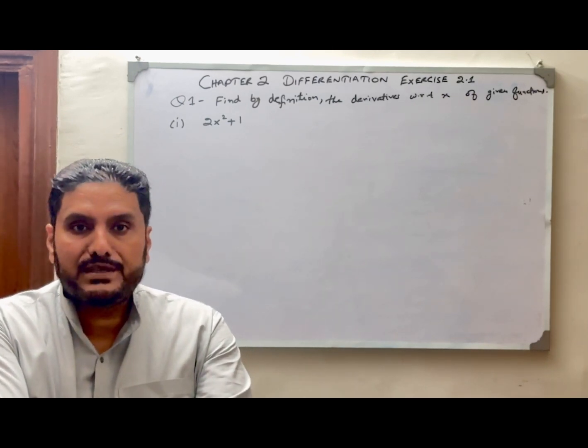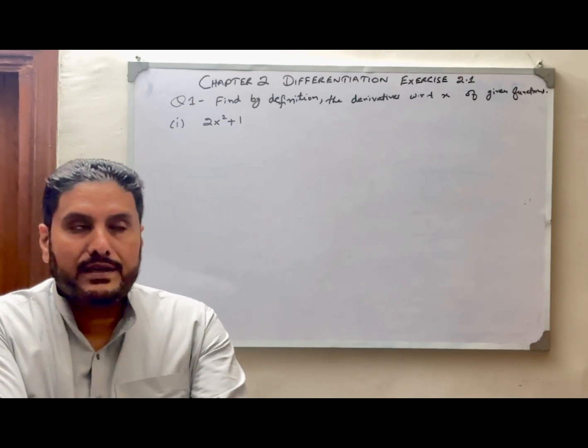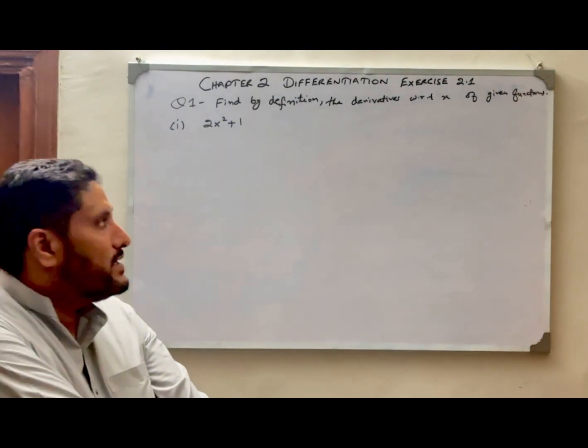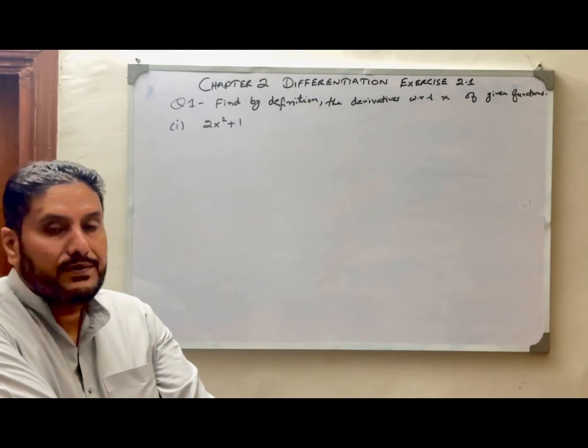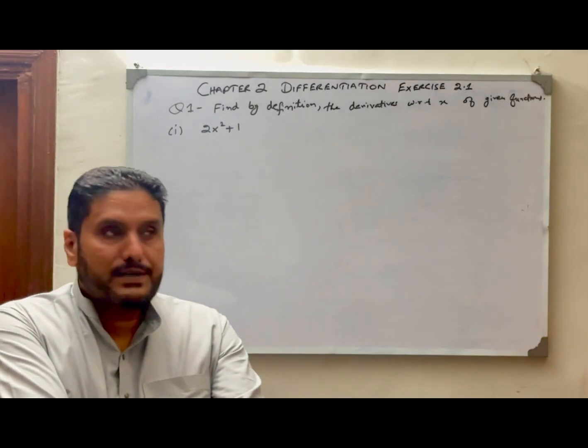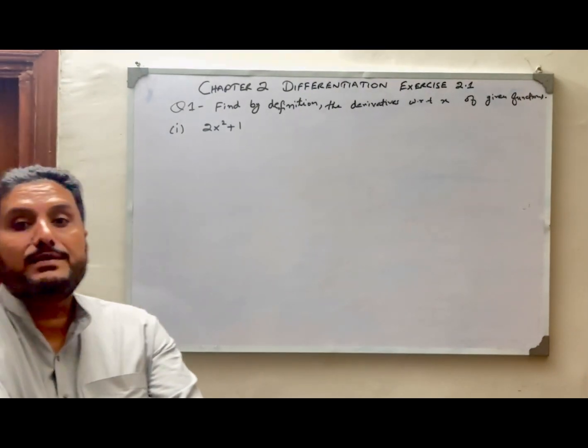Starting from question 1, part 1, here we have to solve again by using the definition method and calculate the derivative with respect to x for the given function. The given function is y is equal to 2x square plus 1.